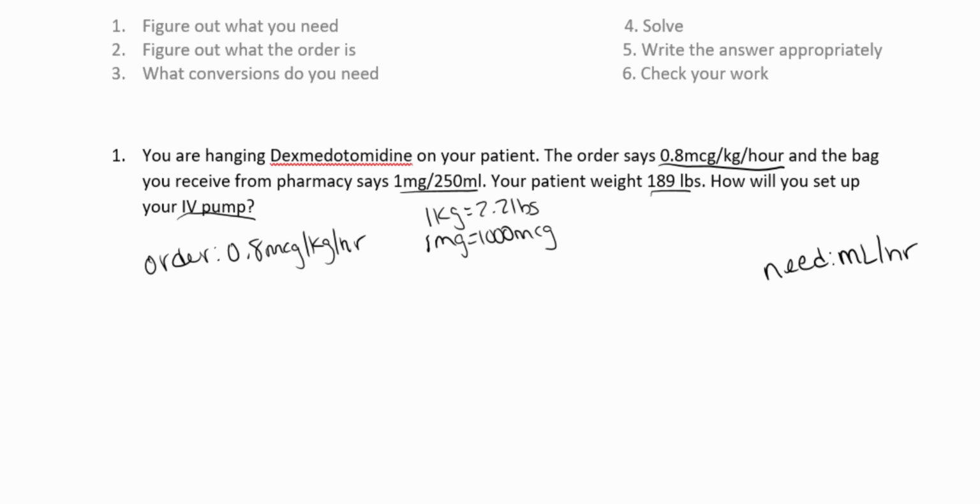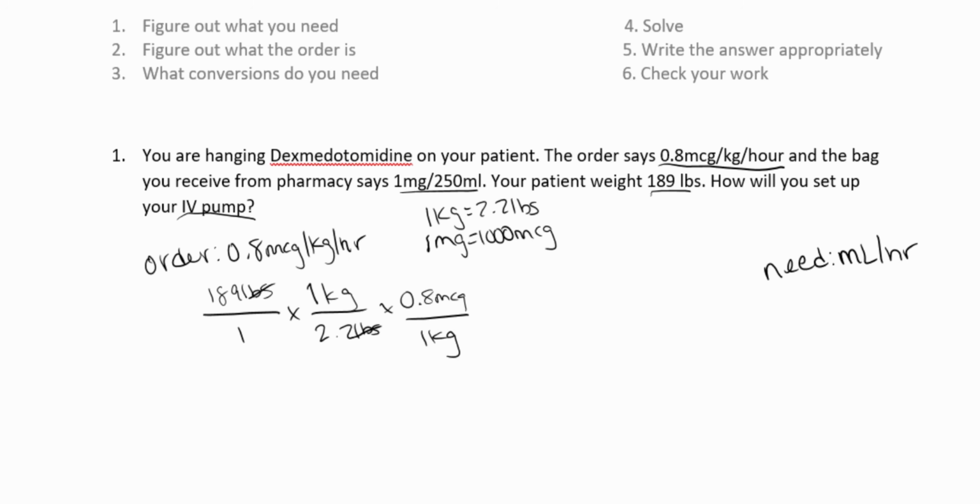So let's start out with the weight, because we know how to convert that. So 189 pounds over 1. And then we're going to get rid of our pounds. We want kilograms, so we're going to do 1 kilogram up here and 2.2 pounds down here. Then we can cross off our pounds. We're good there. Now we're at kilogram. We have kilograms up here, so we can do our 0.8 micrograms per 1 kilogram.